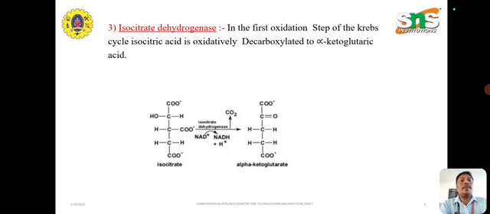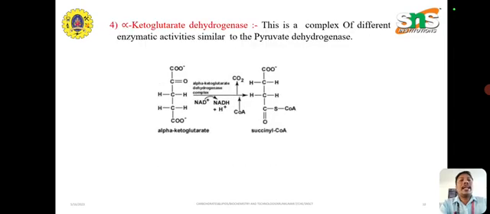Then third step, isocitrate dehydrogenase. In the first oxidation step of the Krebs cycle, isocitric acid is oxidatively decarboxylated to alpha ketoglutaric acid. That is, isocitrate is converted into alpha ketoglutarate. Here, NAD is converted into NADH plus H plus, and carbon dioxide is removed with the help of the isocitrate dehydrogenase enzyme. Next one, the alpha ketoglutarate dehydrogenase pathway.